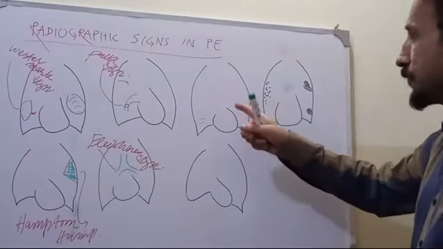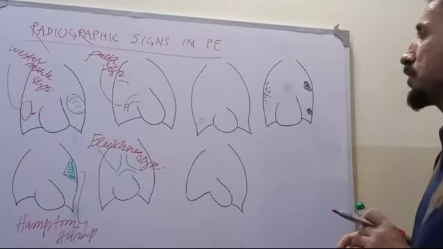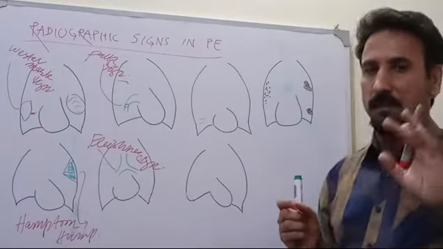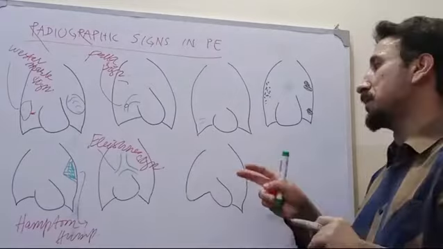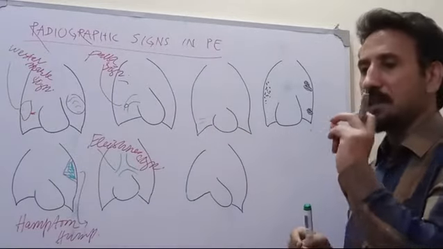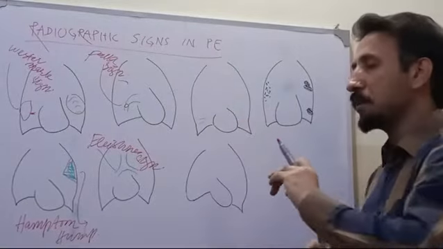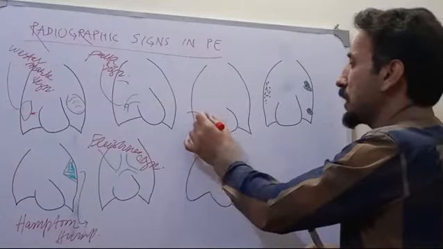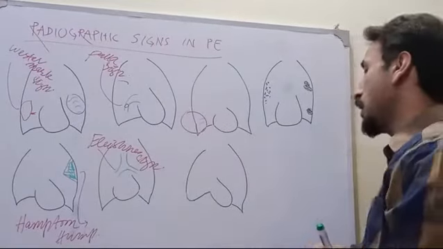Another sign which can be appreciable on the chest X-ray in case of pulmonary embolism is atelectasis. There is actually a linear atelectasis in pulmonary embolism that appears just like white lines. They are often seen in the bases. So linear atelectasis can be seen in pulmonary embolism. That is another radiographic feature.